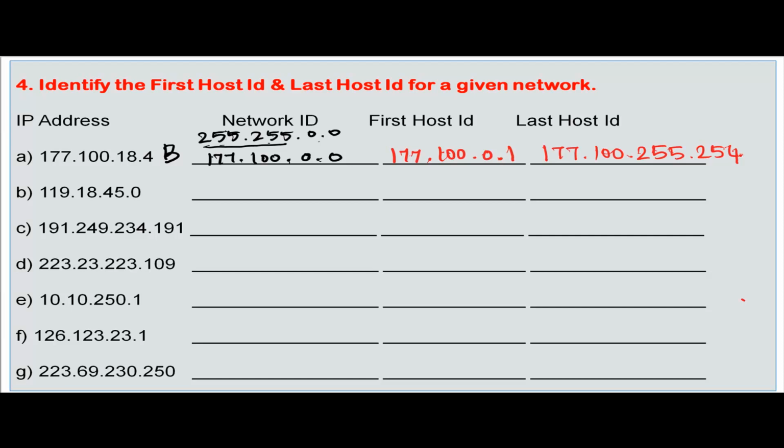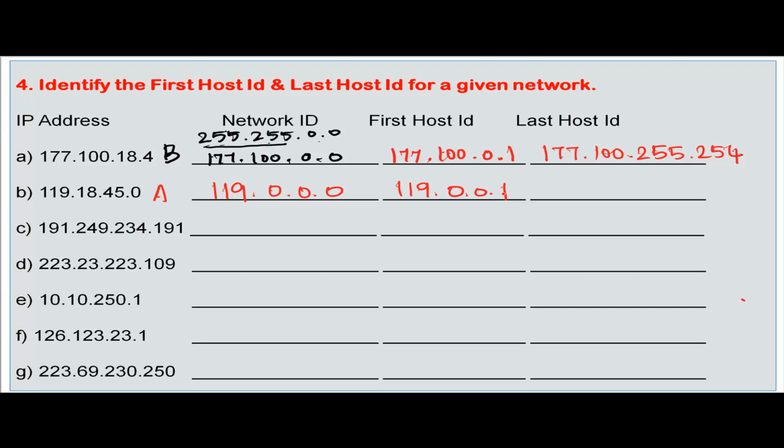Then I am going for the next one, 119.18.45.0. So 119 is a class A IP address. For a class A IP address, 255.0.0.0 is the subnet mask. So the first octet I am going to keep as it is. Then all the other octets I am going to make 0. So this is going to be the network ID. The first host ID is 119.0.0.1.